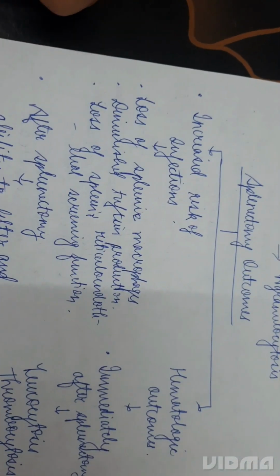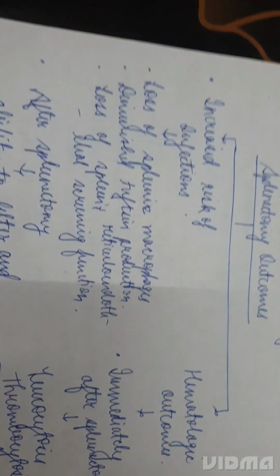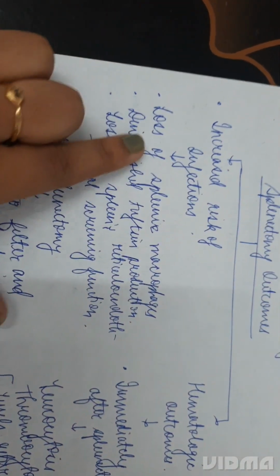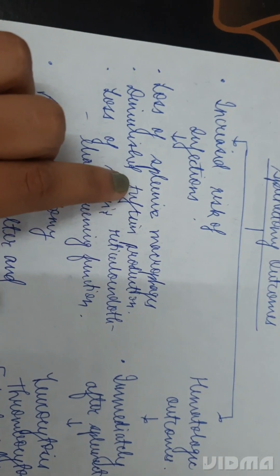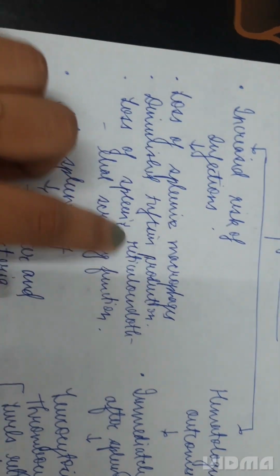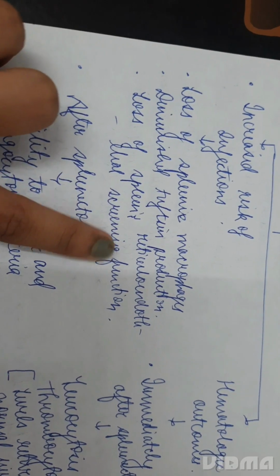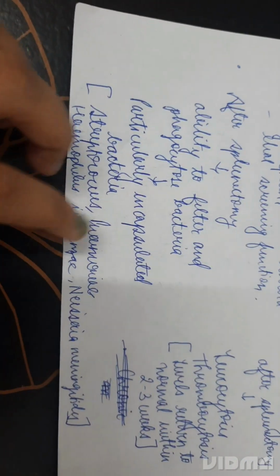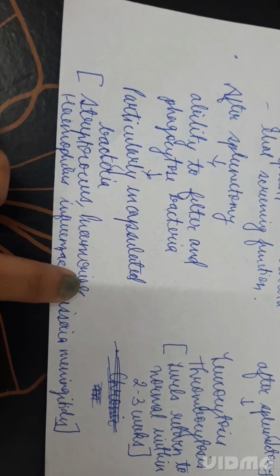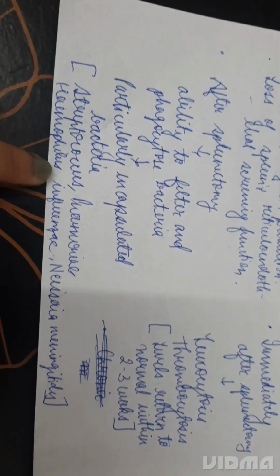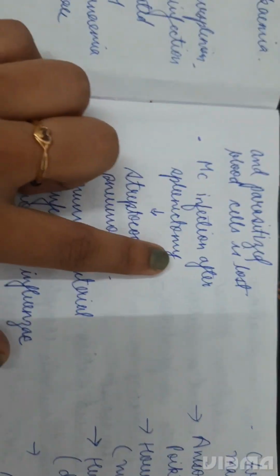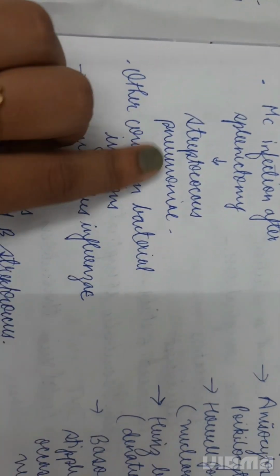If splenectomy is done, what happens? There is increased risk of infections. How? There is loss of splenic macrophages and diminished tuftsin production, so loss of the spleen's reticuloendothelial screening function. After splenectomy, the ability to filter and phagocytose bacteria, particularly encapsulated bacteria like Streptococcus pneumoniae, Haemophilus influenzae, Neisseria meningitidis, and parasitized blood cells is lost. So there is increased risk of infection.